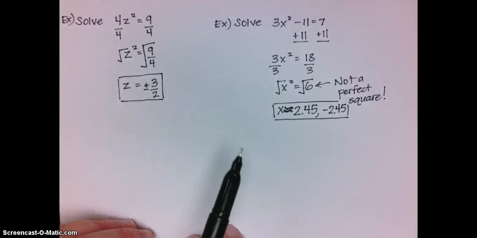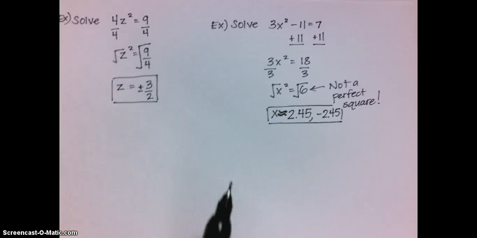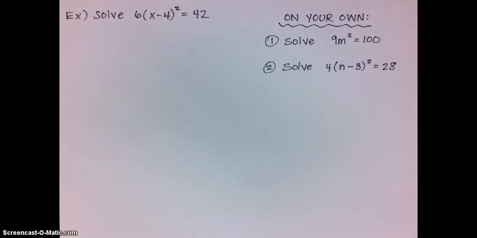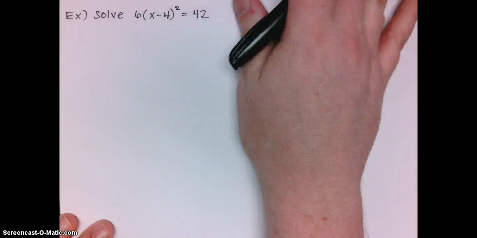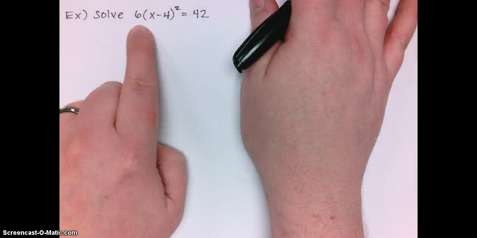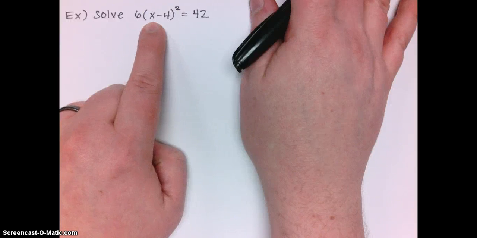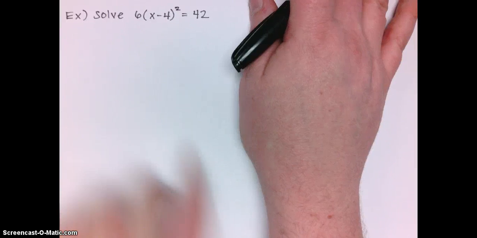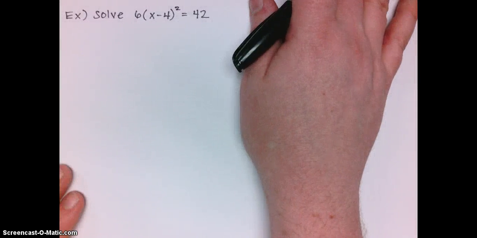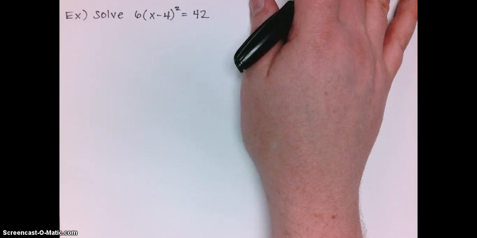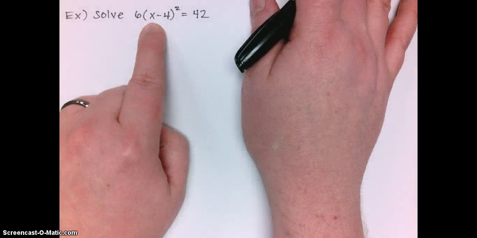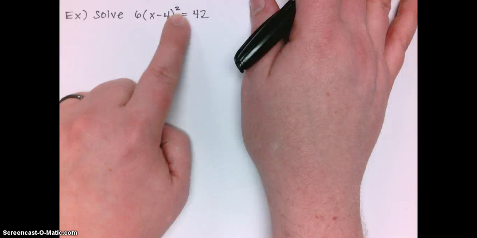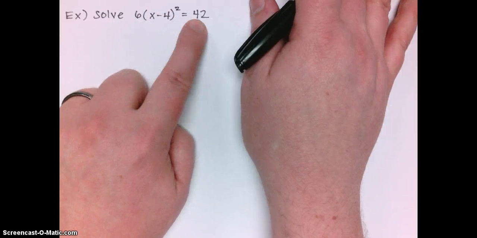All right, let's look at one more example for the rest of this lesson. In this case, it's kind of putting everything together. I have 6 times parentheses x minus 4 squared is equal to 42. This looks completely different from everything else that we've done in this lesson. But why don't we just try to find out what x could be, so that the number, when I plug it in and I subtract 4, square it, multiply it by 6, I get 42. Let's try to find out what numbers that could be.